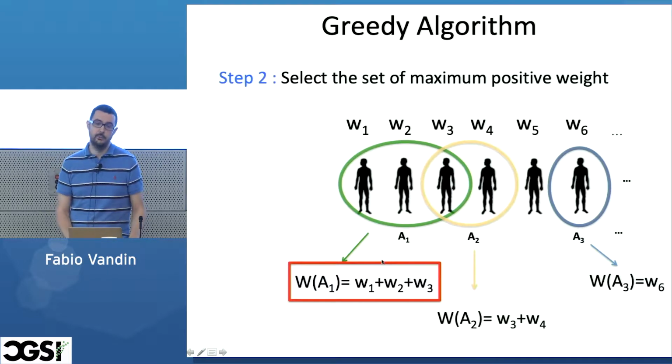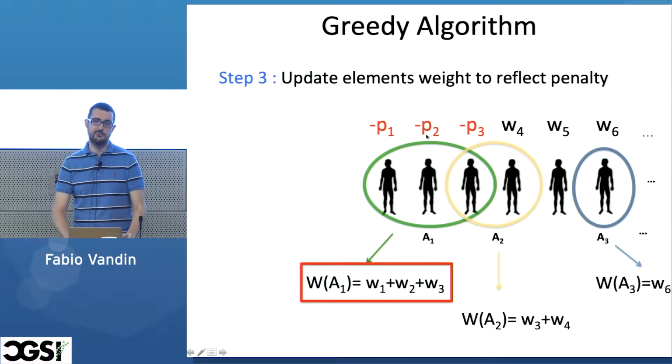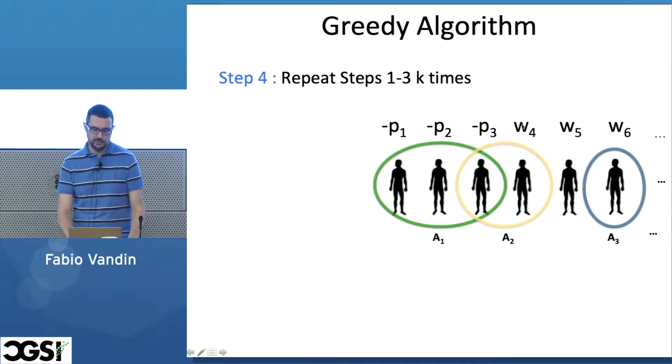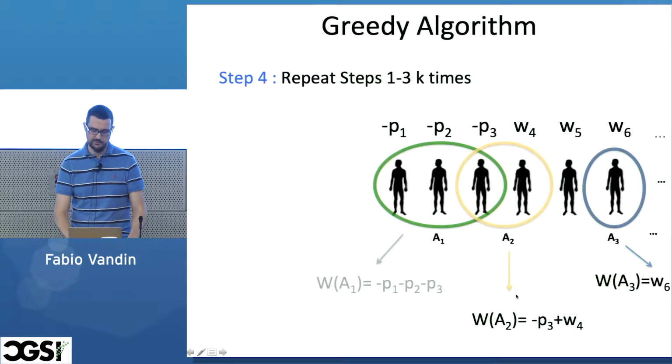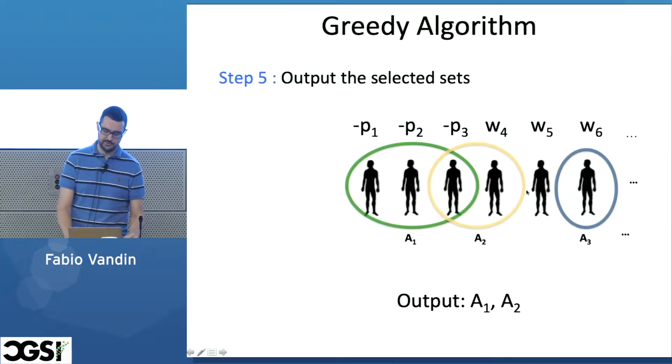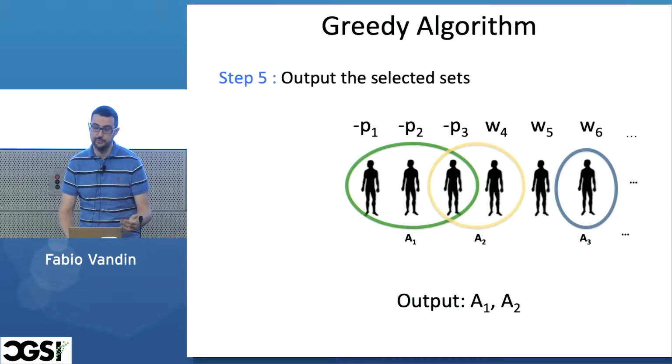Then we update the weights so that instead of the weights for the samples that we just selected by taking the corresponding genes, we now have the corresponding penalty. And now, by repeating this process up to k times, we're going to select in total k genes. So maybe in the next iteration, once we update the weight for the second gene, its weight is going to be minus P3 plus the weight for the fourth sample, and we select the gene, again, we put it in our solution. At the end of this process, we report all the genes that we found.